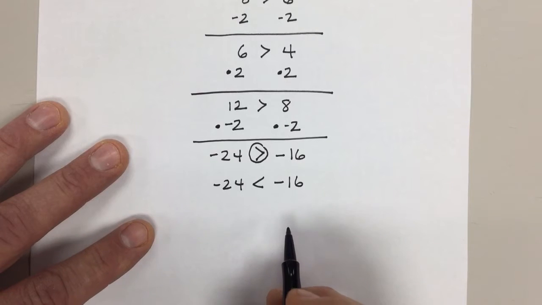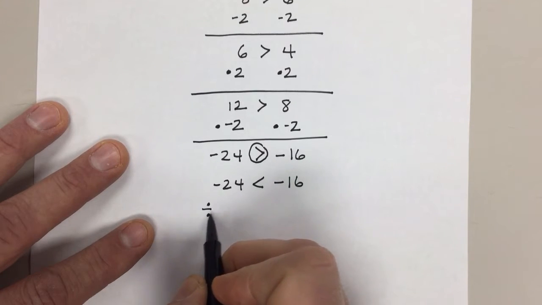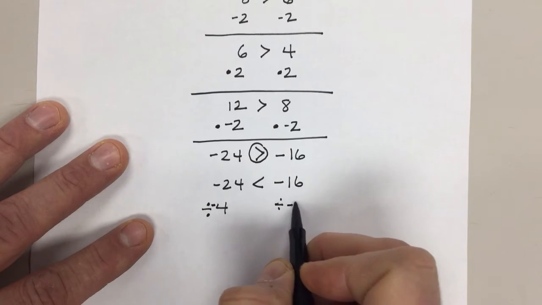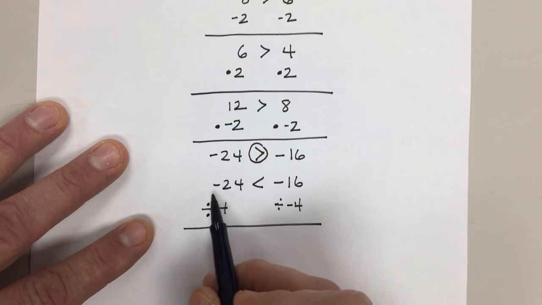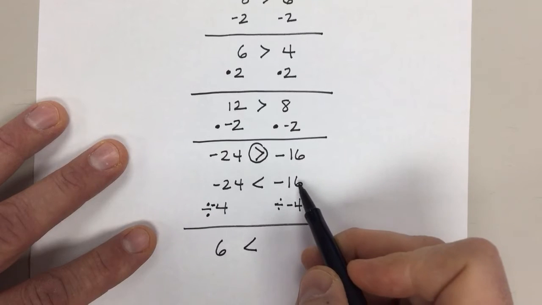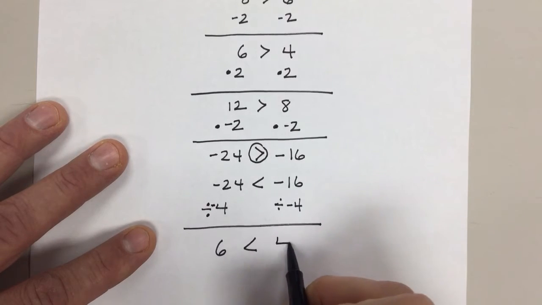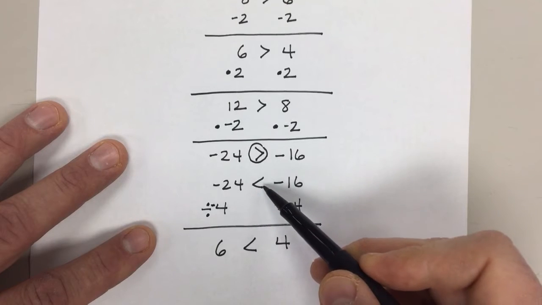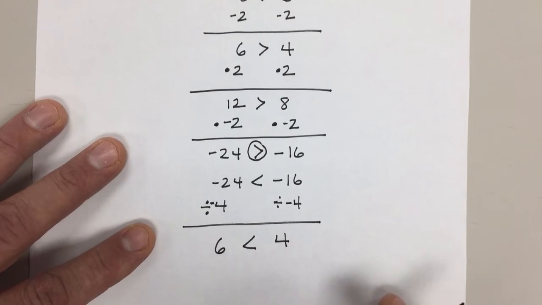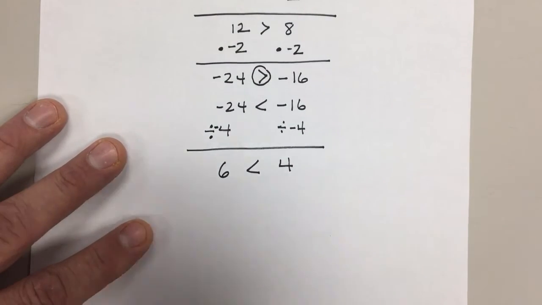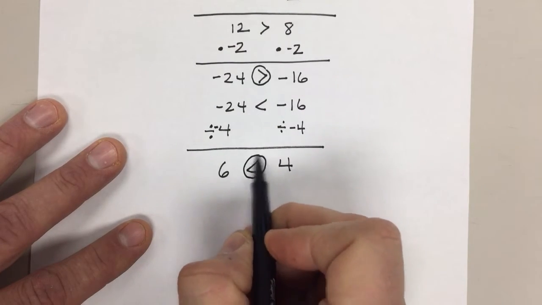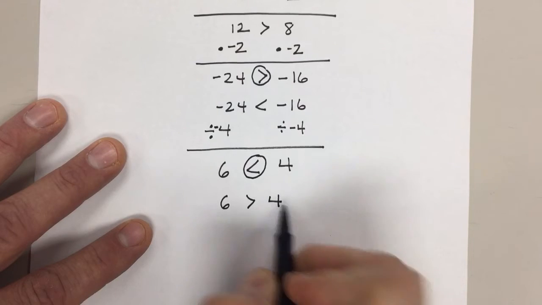The same thing is true about division. If I divide both sides of this inequality by negative 4, negative 24 divided by negative 4 is 6. Negative 16 divided by negative 4 is 4. Notice if I keep the sign the same, I am now claiming that 6 is less than 4. And we all know that is not true. So because I divided both sides by negative 4, I need to switch the direction of the symbol in order to keep it true.